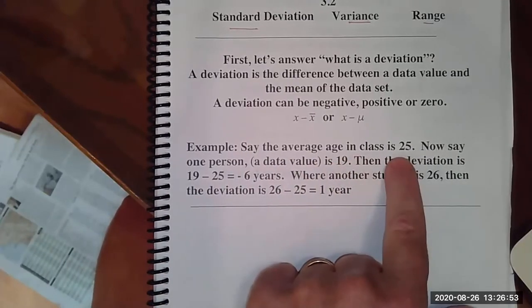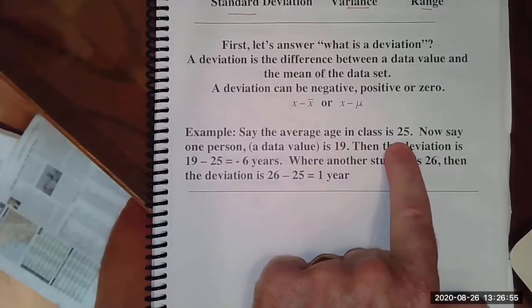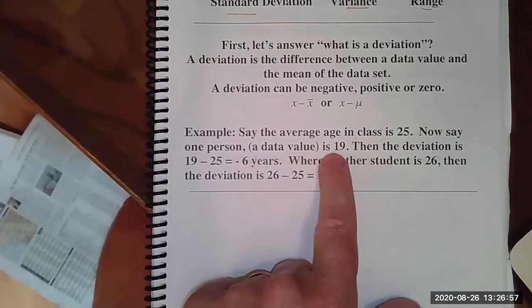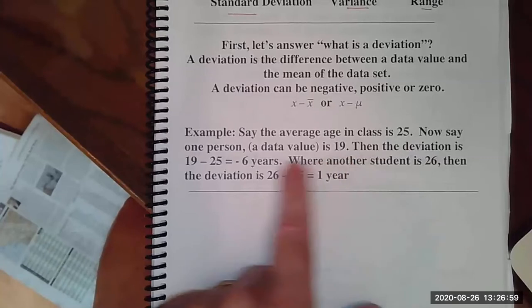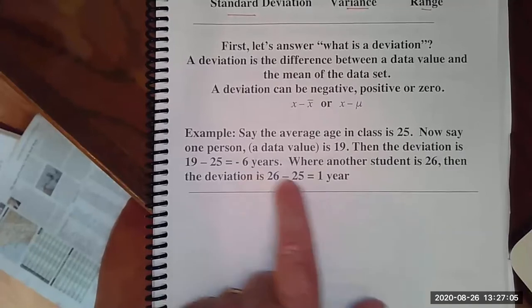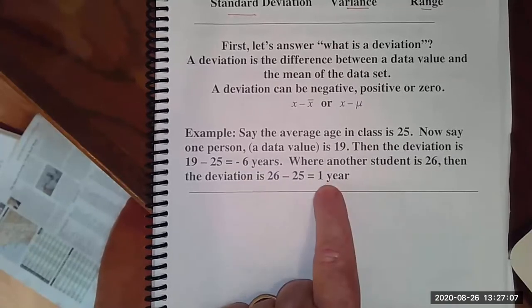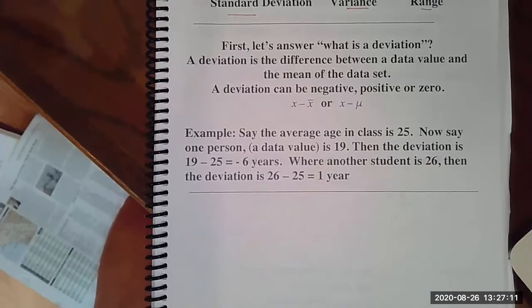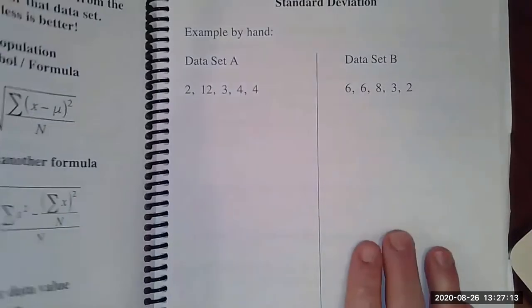So let's say the average age of the class is 25. Somebody's age is 19. Then they're off in the negative direction by 6 years. And someone who's older, they're off by 1 year from the average. Excuse me, that's positive one.